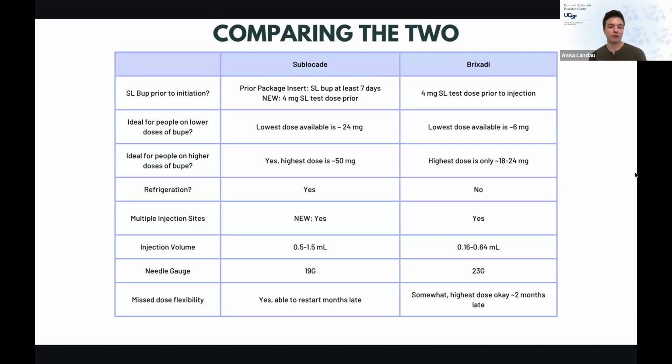They both don't need to be refrigerated. They both can be given in multiple sites. But prior to this competition on the market, it was pretty restrictive and could only be given in the abdomen. When somebody's on maintenance doses, either one of these might be a great option, but when we're starting somebody out, which is the most difficult part, we're really leaning on that Brixadi weekly injection.